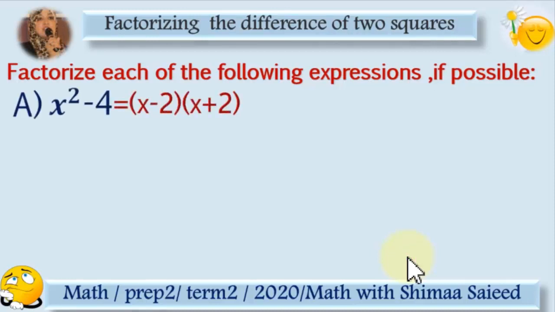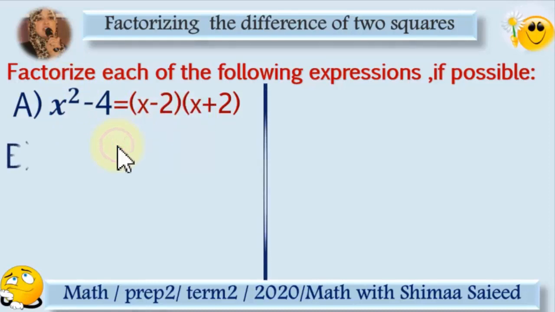Factorize each of the following expressions if possible. X power 2 minus 4. We can factorize it as x minus 2 times x plus 2. This is the difference between two squares. X power 2 is a square and 4 is a square. X power 2 equals x times x. 4 equals 2 times 2. So we can factorize this difference of two squares: x minus 2 times x plus 2.